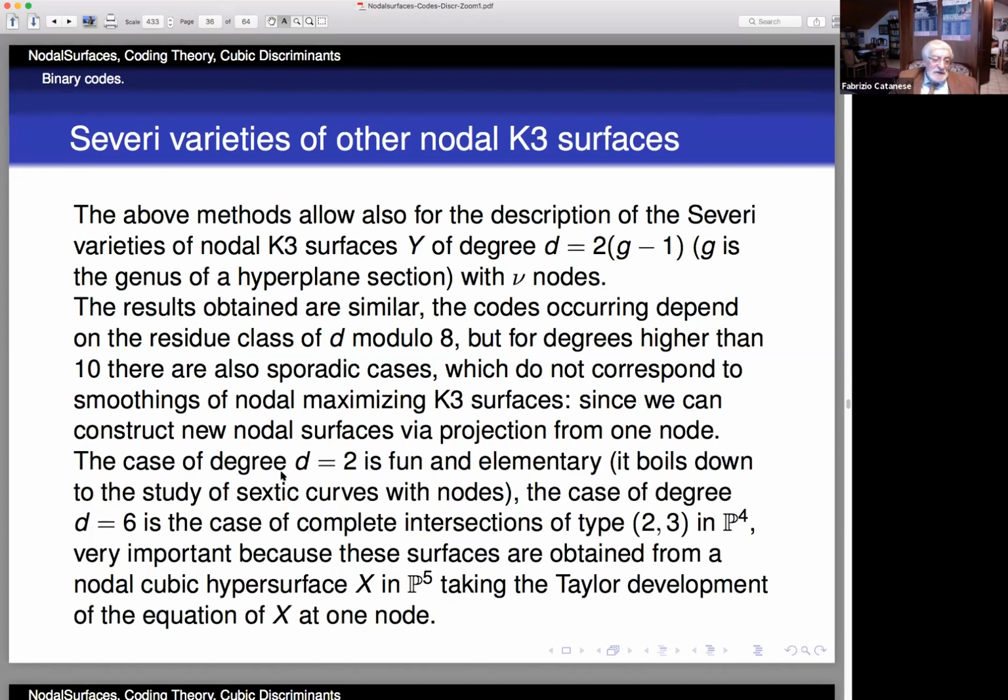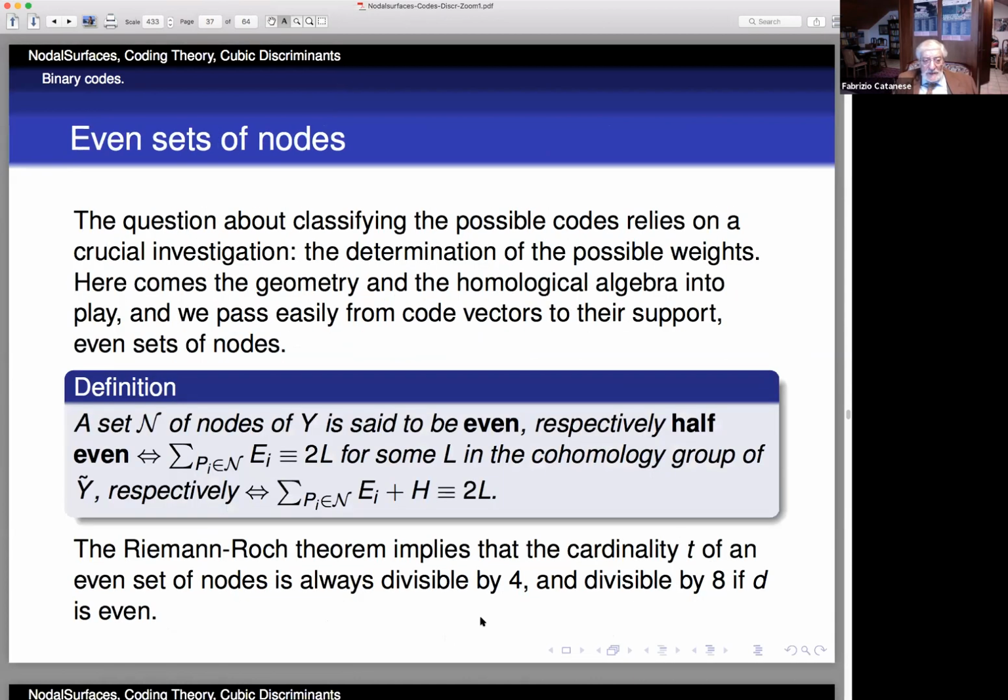The easy case is D equal 2, because it's just studying sextic curves with nodes. And what is very interesting is the case of degree 6. It's the case of complete intersections of type 2, 3 in P4. This is very important because the complete intersections of type 2, 3 in P4 are obtained from a nodal cubic hypersurface in P5, taking the Taylor development of the equation of X at one node. This study was pioneered by a student of Van der Geer, but he didn't get any concrete result in a sense. And now let me come to an old story, which is the even sets of nodes.